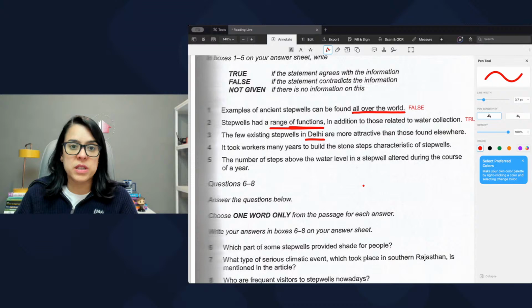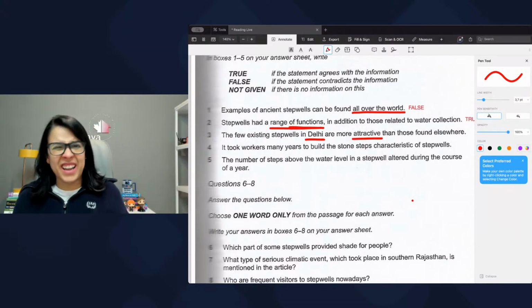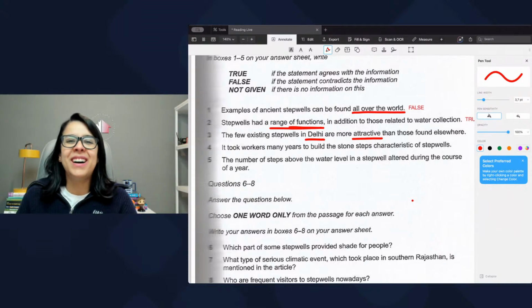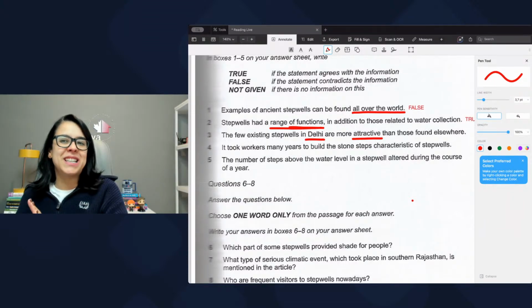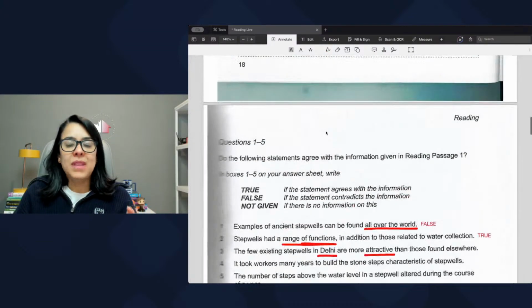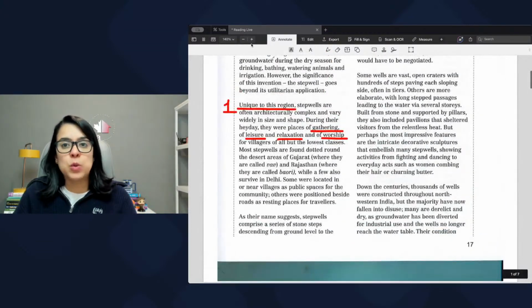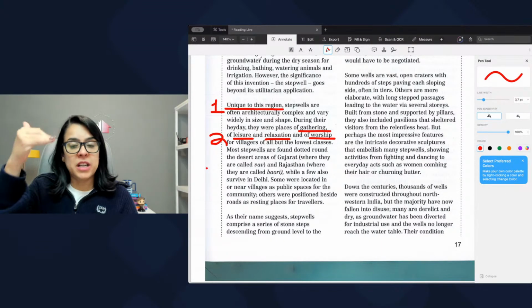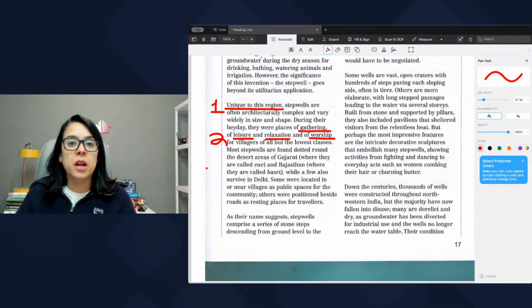The word more attractive, I would think about synonyms. So were they more beautiful? Were they more attractive? Or also an antonym, ugly? Maybe the text is going to say that the stepwells are ugly, and then we're going to have to write that this is false. So let's go back to the text where we stopped, and we found the answer to the previous question here. So I'm going to continue reading from here.